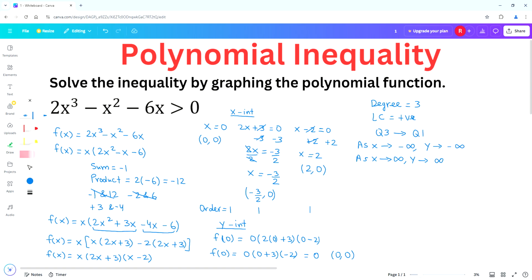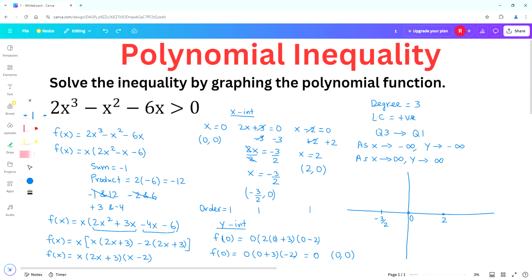Now we can use all of this information to graph the polynomial function. Let's start by plotting the intercepts. One x-intercept is at 0, the other one at negative 3 over 2, the third one at 2. The y-intercept is at the origin. The end behavior is from quadrant 3 to quadrant 1.